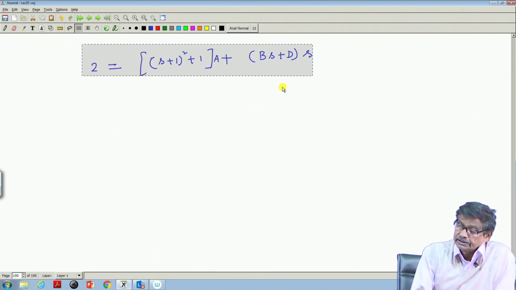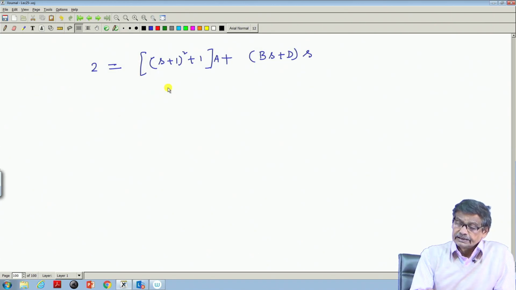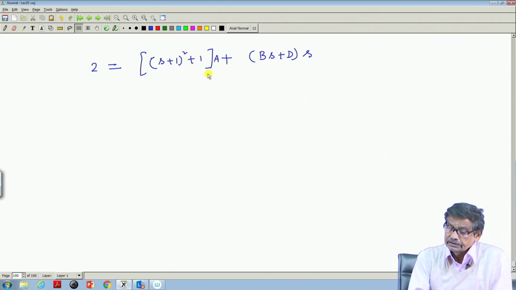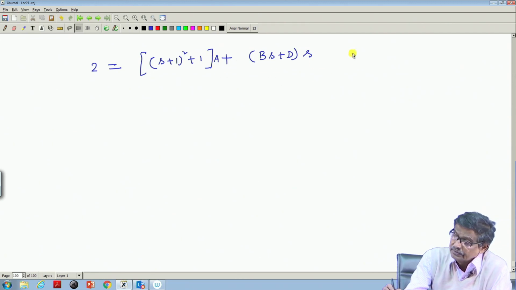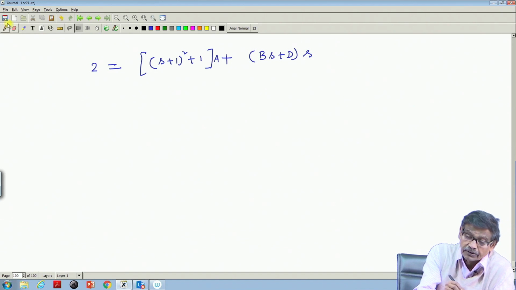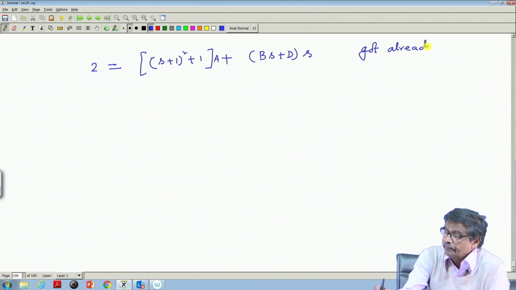So, we are dealing with this equation, s plus 1 whole square plus everything, nothing got cut now. This is the thing, and we have already got A is equal to 1.